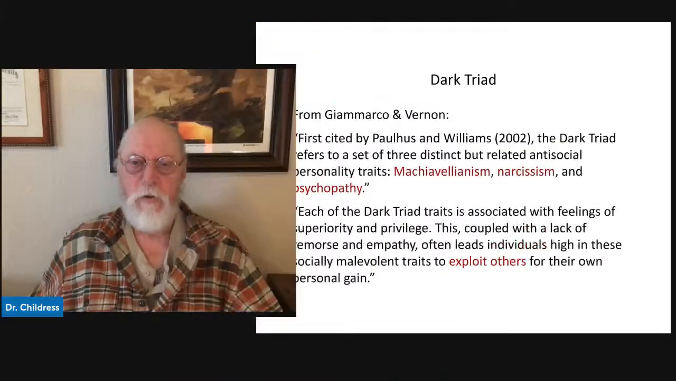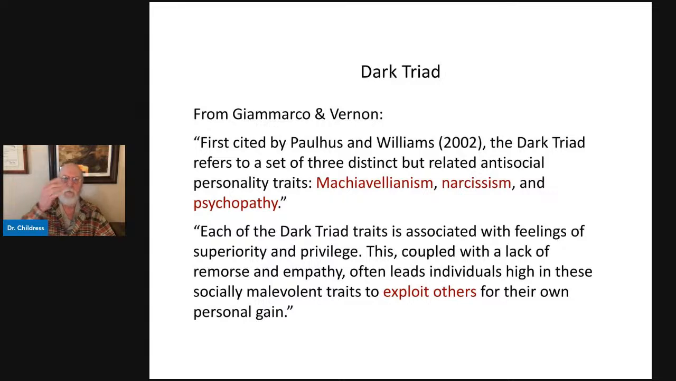From the research literature, from Jonason and Vernon, they describe the dark triad, first cited by Paulhus and Williams. The dark triad refers to a set of three distinct but related antisocial personality traits: Machiavellianism, narcissism, and psychopathy. And it's that manipulation that is involved with the courts. Each of the dark triad traits is associated with feelings of superiority and privilege.